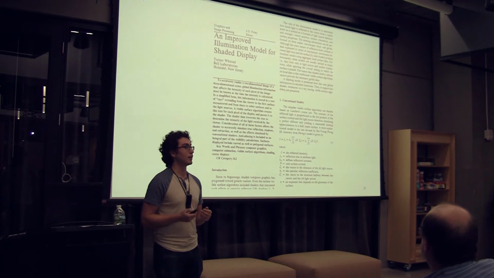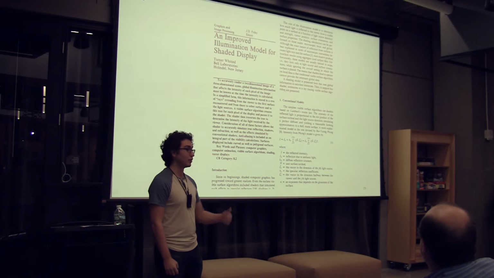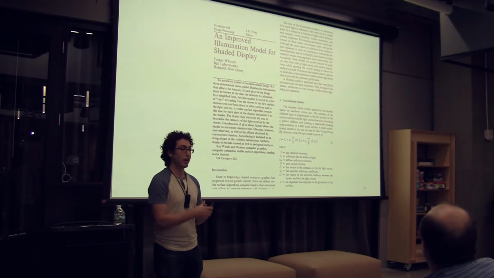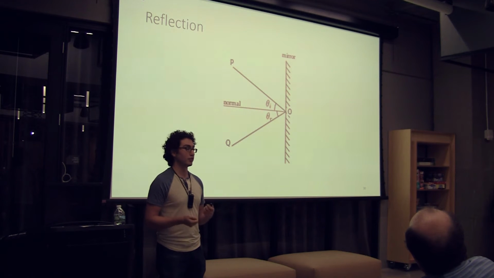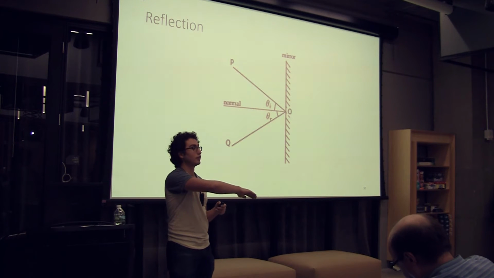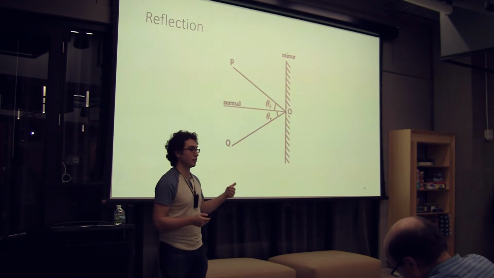So the next paper we're going to look at is An Improved Illumination Model for Shaded Display by Turner Whitted. And if you've taken computer graphics, you've probably implemented a Whitted ray tracer, and that comes out of this paper. And so what Whitted's trying to do is add shadows, reflection, and refraction. And so just so everyone knows what I'm talking about, when I say reflection, I mean mirror reflection. So if you have a mirror and light comes in at it, the outgoing light is going to leave at the same angle that it entered, just reflected about the normal.